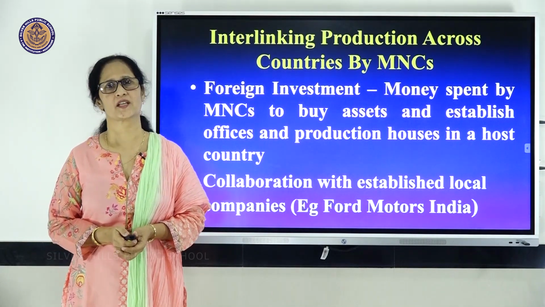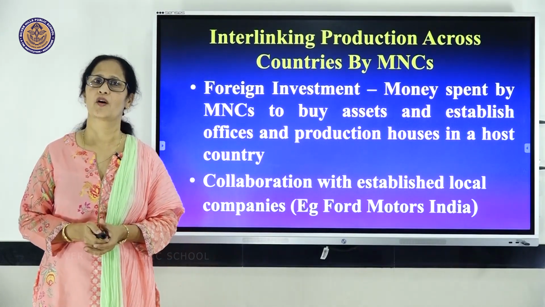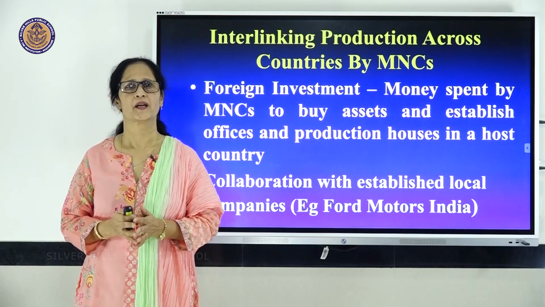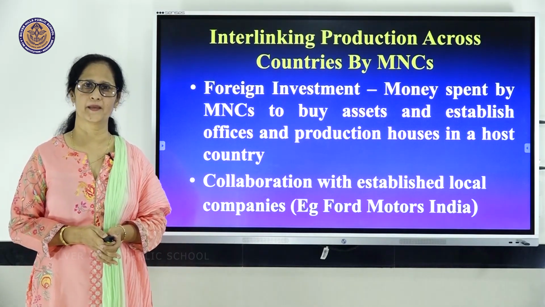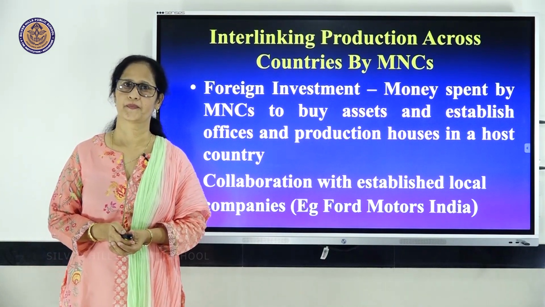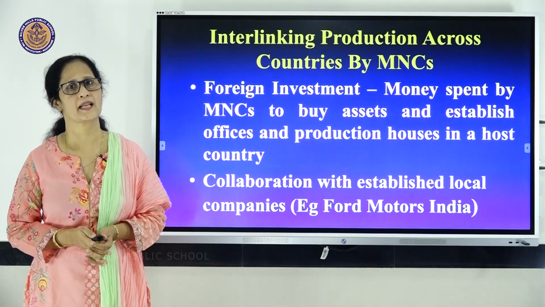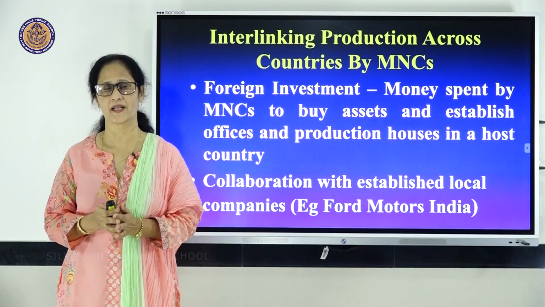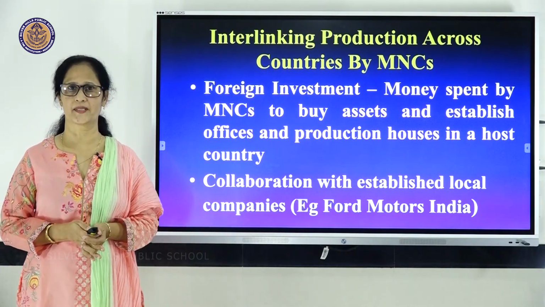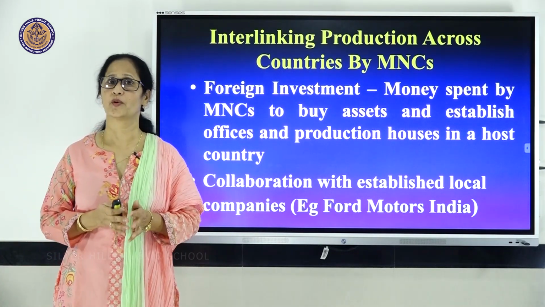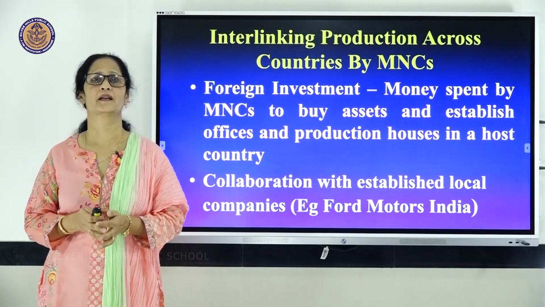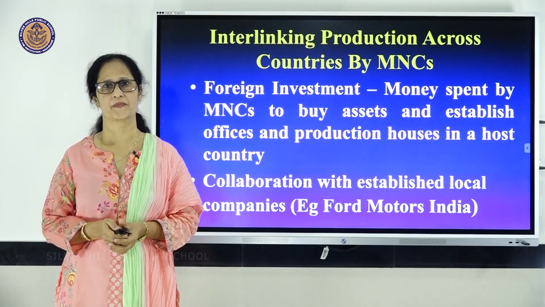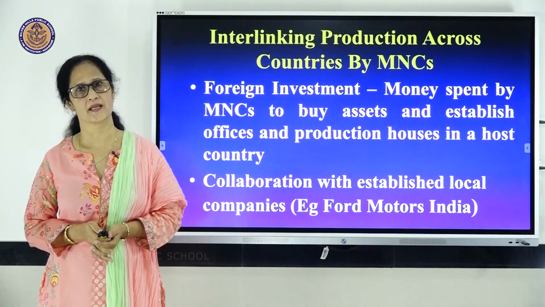The second method by which the MNCs operate is collaborating or setting up partnership with established local companies. Now, why would a local company agree to set partnership with a foreign company? There are two reasons. Firstly, the multinational corporation brings with it the latest technology. And secondly, they bring with them huge amounts of capital. So, with the available latest technology and huge amounts of capital, the company can expand their production both quantitatively and qualitatively and gain high amounts of profit.